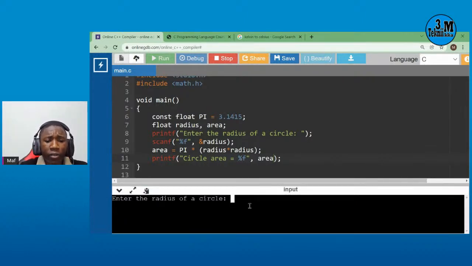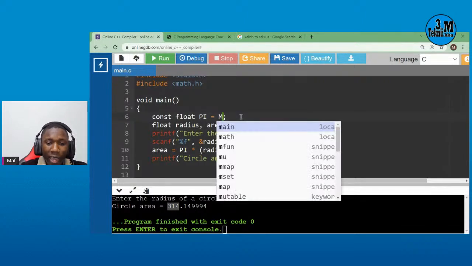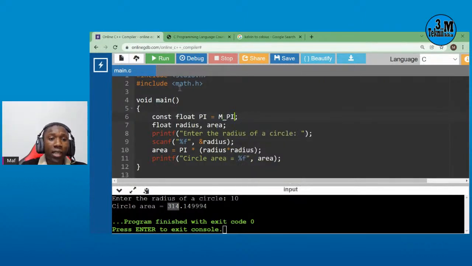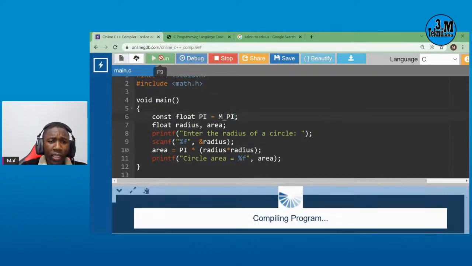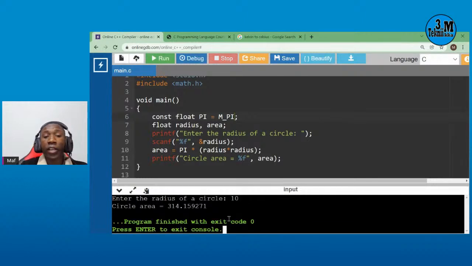Let's say the radius is 10. We have this area. This is the area of the circle. Remember this. And now instead of using this pi from my head, let's use M_PI, the constant coming from math. Let's put the 10 as well here. 10 is the radius. Okay, that's fine. This is the radius of the circle.